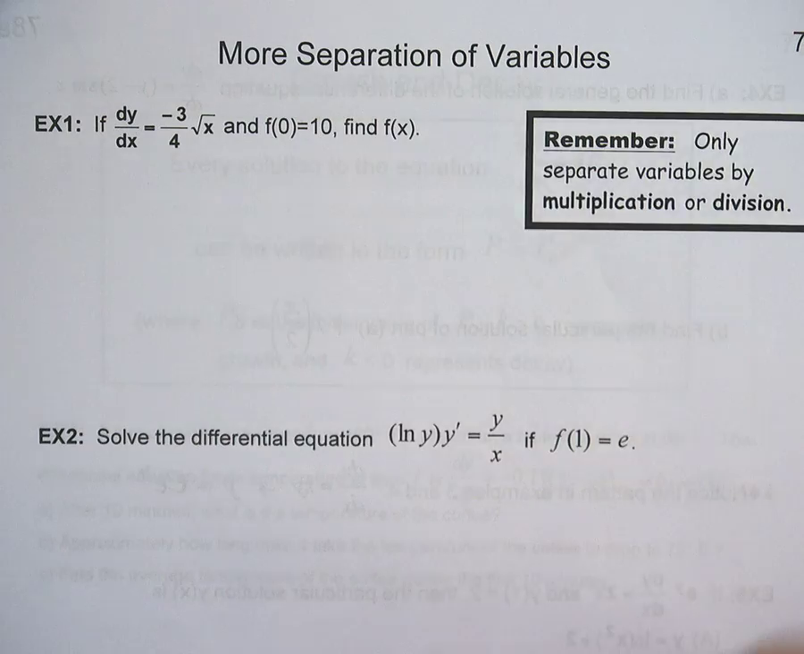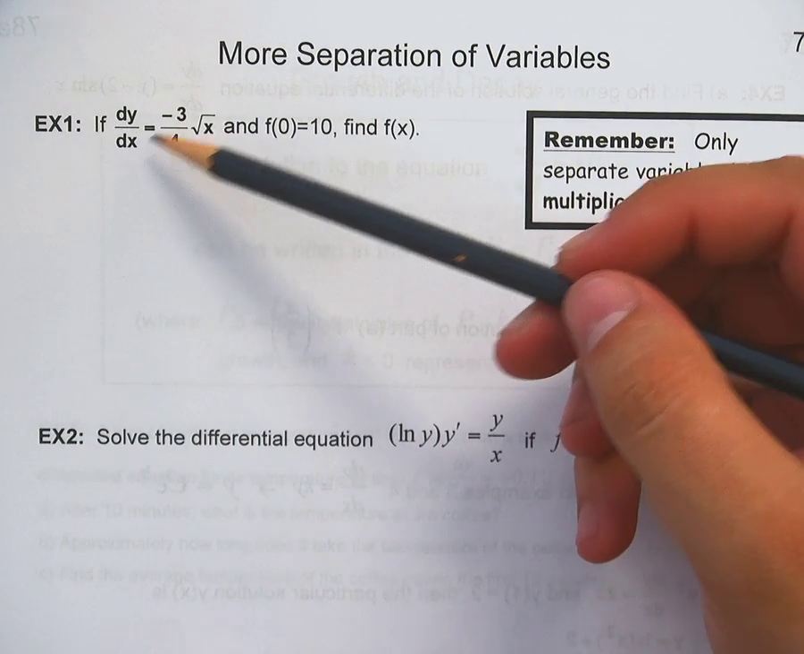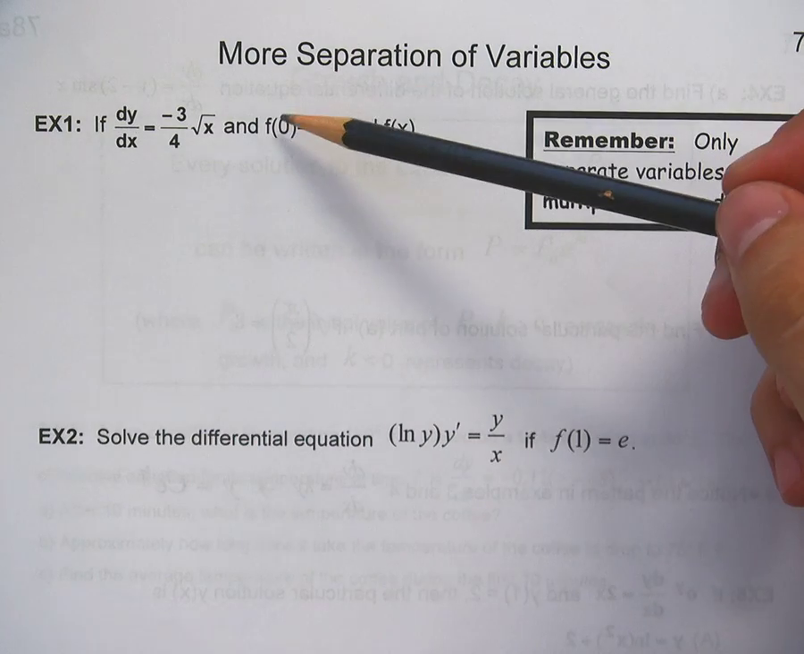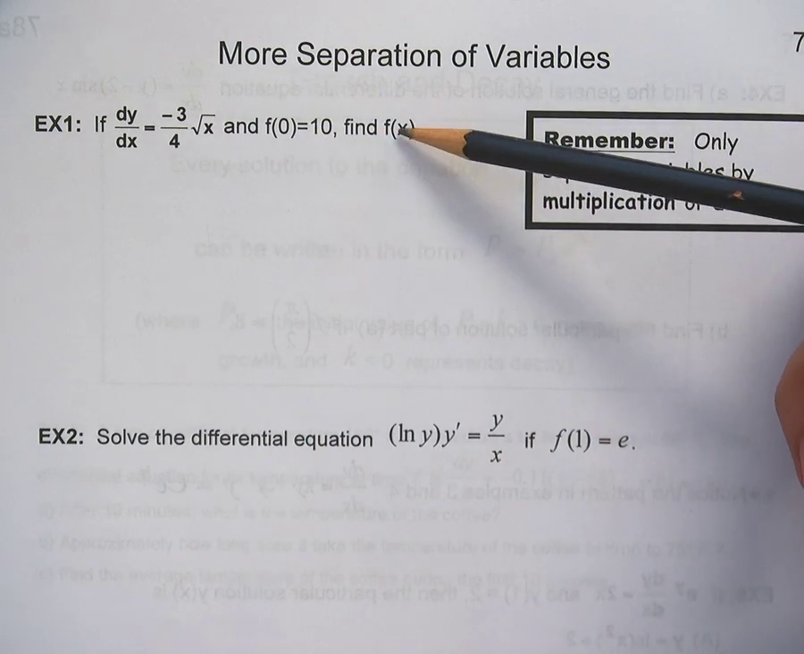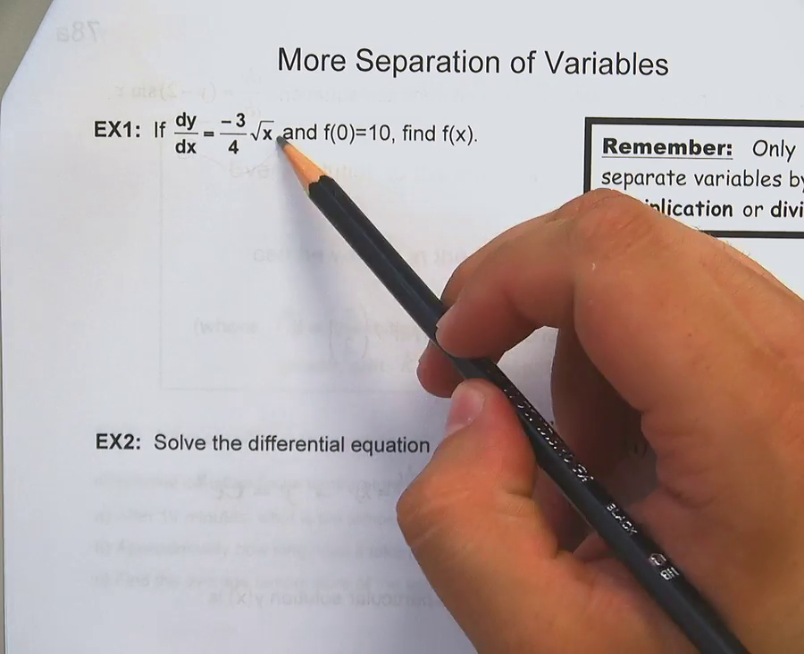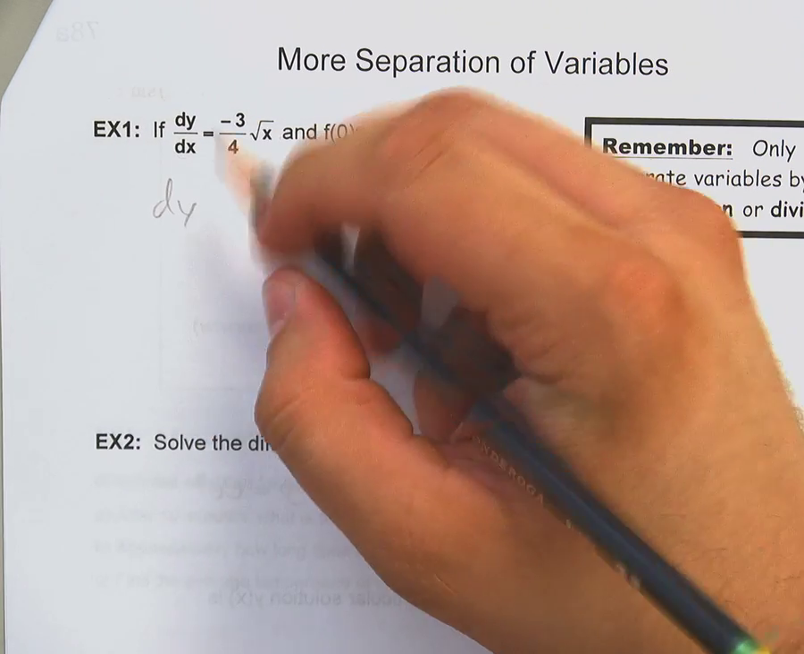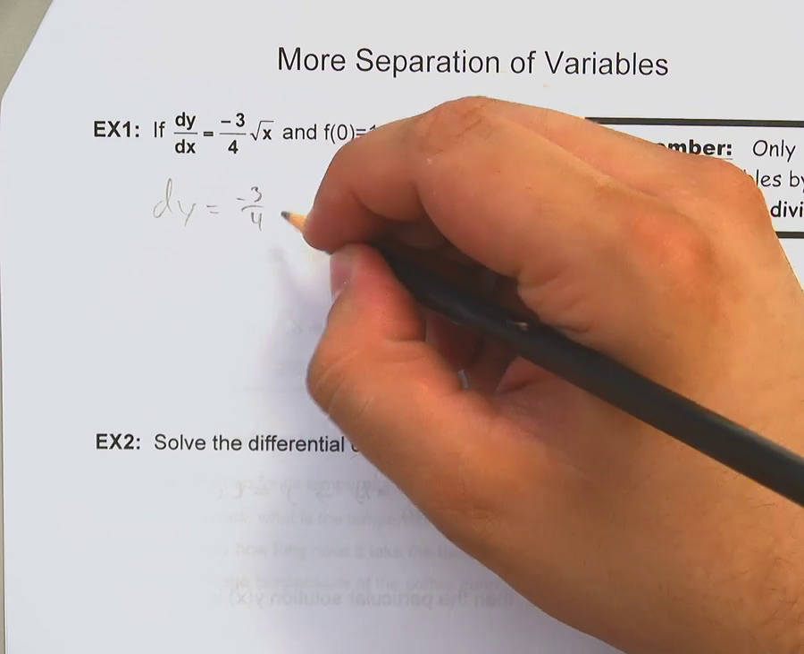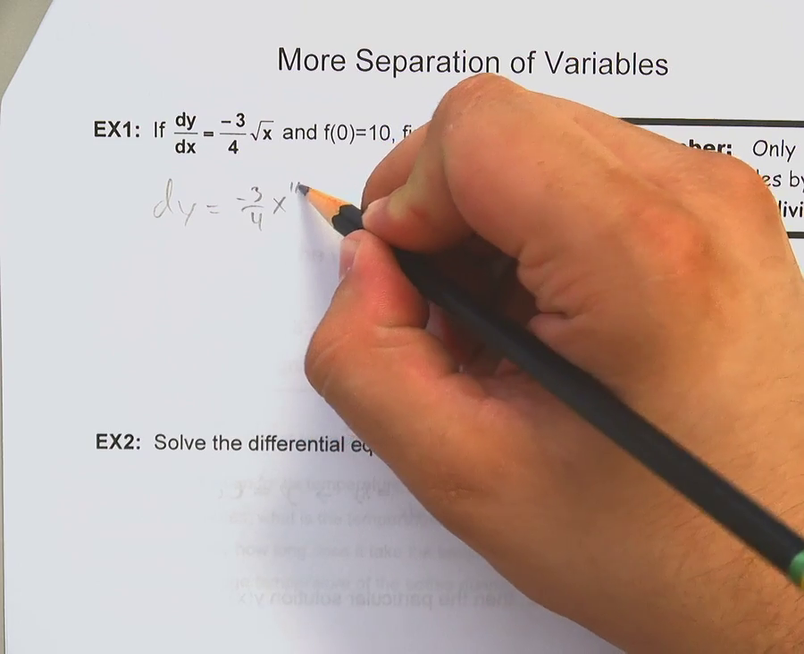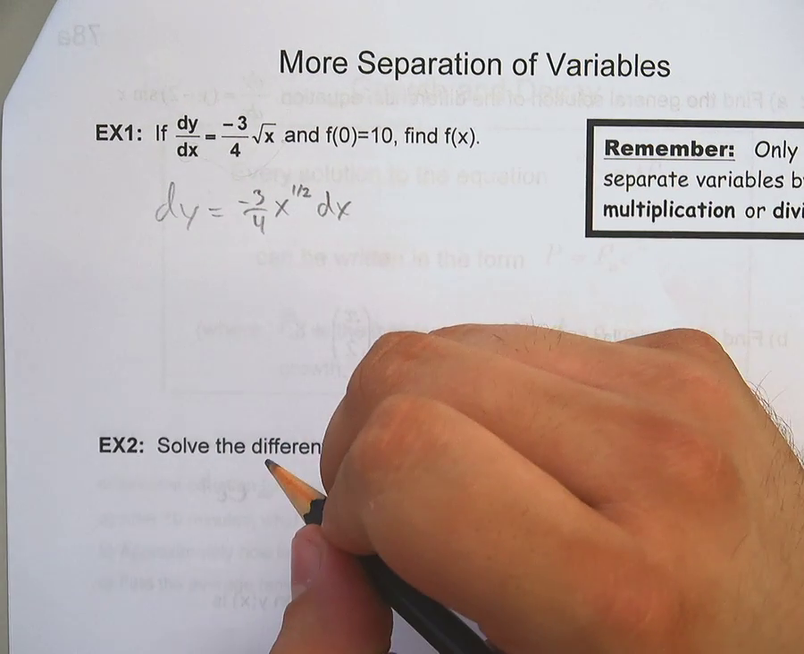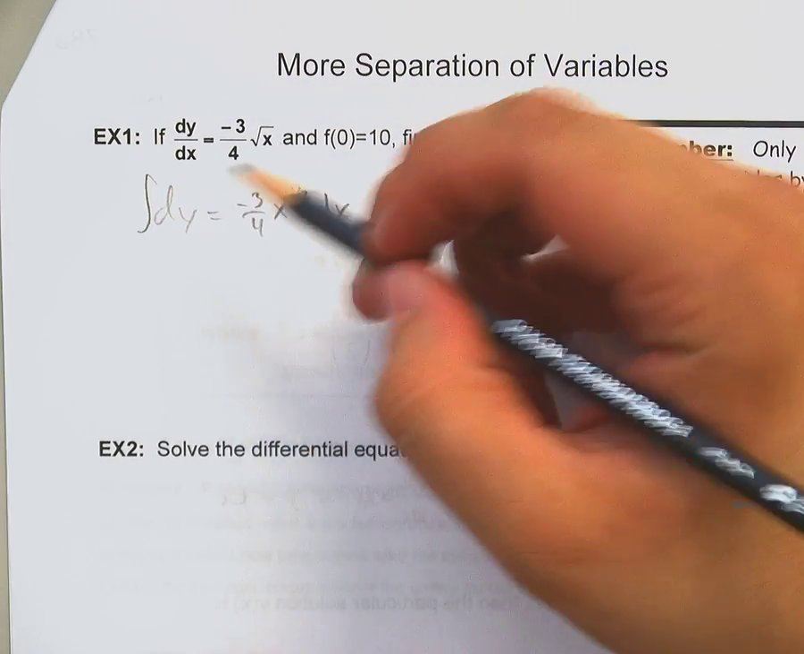So number one's a very basic example here. dy/dx equals negative 3/4 square root of x, and f of 0 equals 10. Find f of x. So this part's pretty simple, pretty straightforward. Get your dx over here. That's your separation of variables step. Negative 3/4, let's go ahead and call that x to the 1/2 because that's just going to make life easy, dx. And then let's integrate it.